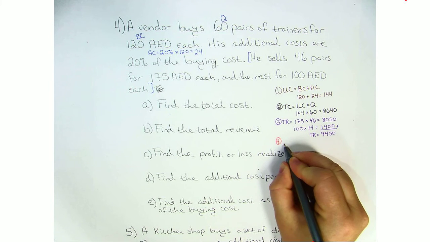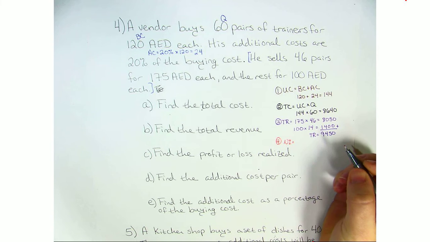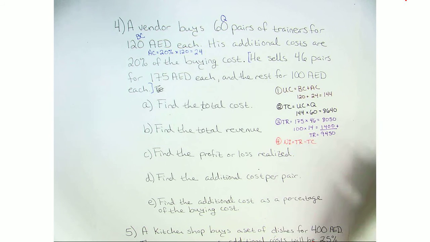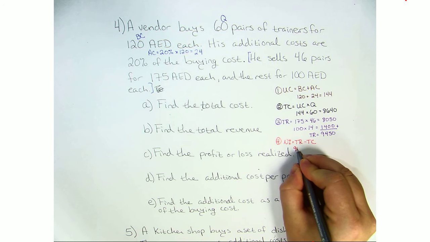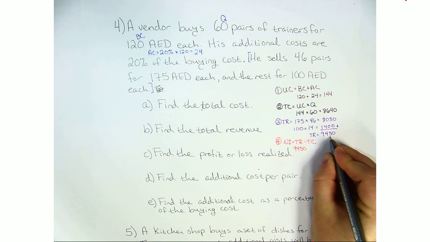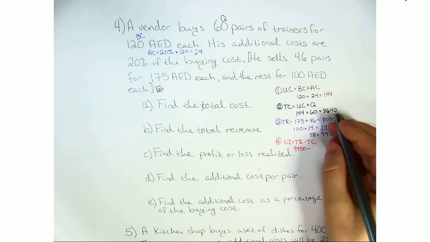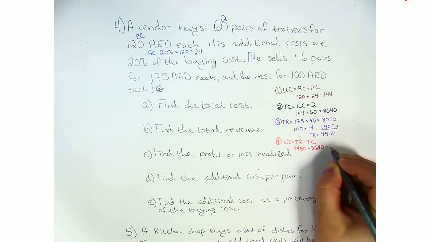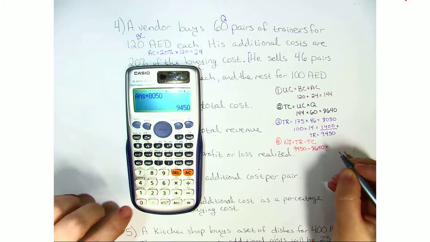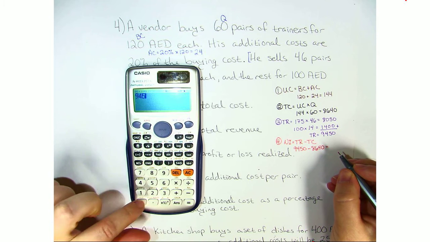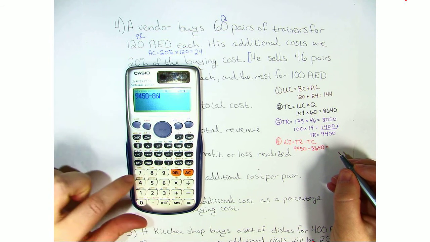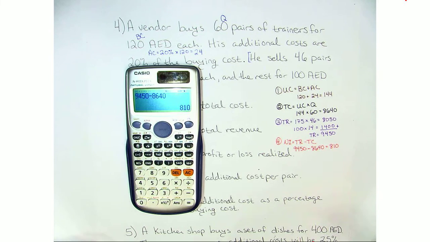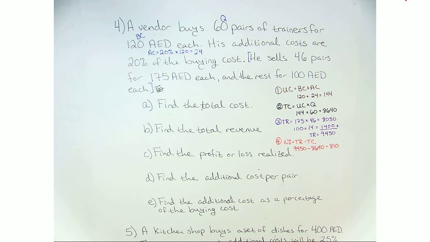And our final step is to find net income. Net income is my total revenue minus my total cost. So my total revenue was 9,450, it's what we found in step 3, and minus my total cost from step 2 is 8,640. So if we do that, we have 9,450 minus 8,640, 810 dirhams, and it's positive, so the answer is a profit.